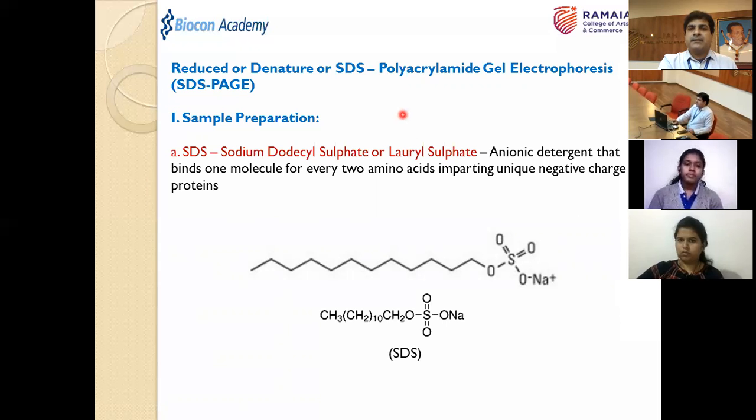Okay, so this SDS-PAGE technique, I'm going to explain in terms of two broad headings. The concept can be explained as the first broad heading, the sample preparation. So two steps here: one is sample preparation, and another concept we are going to discuss is gel polymerization. First, sample preparation. Sample preparation for SDS-PAGE is nothing but denaturation of your protein and binding of SDS.